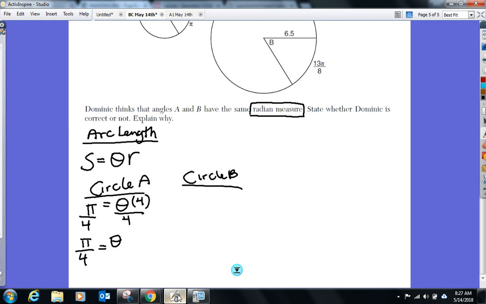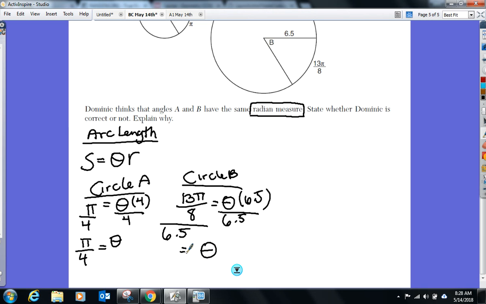Circle B, arc length in circle B. 13 pi over 8 equals theta times 6.5. Divide both sides by 6.5. And notice in circle A, what did I have in my angle in circle A? I still had pi, right? So I still want to keep the pi here.